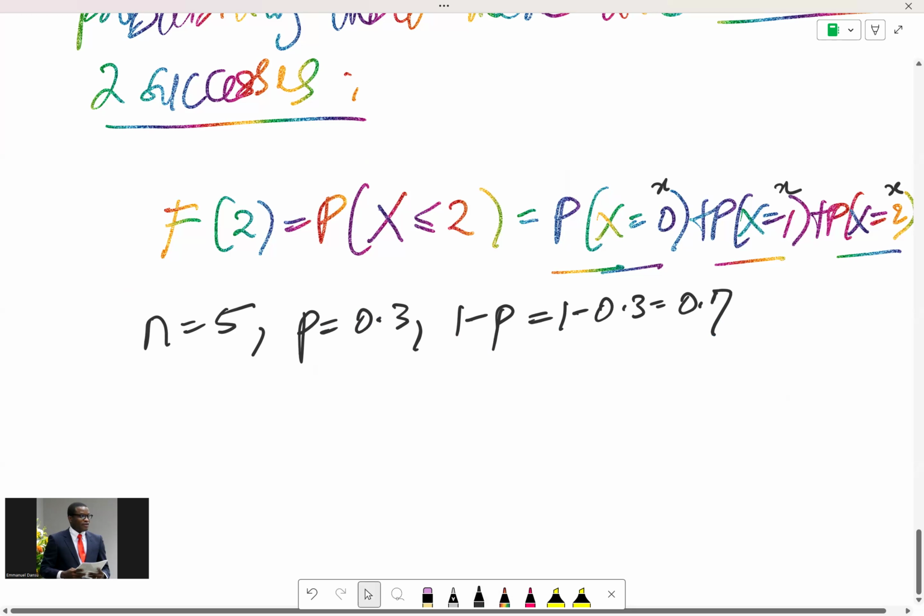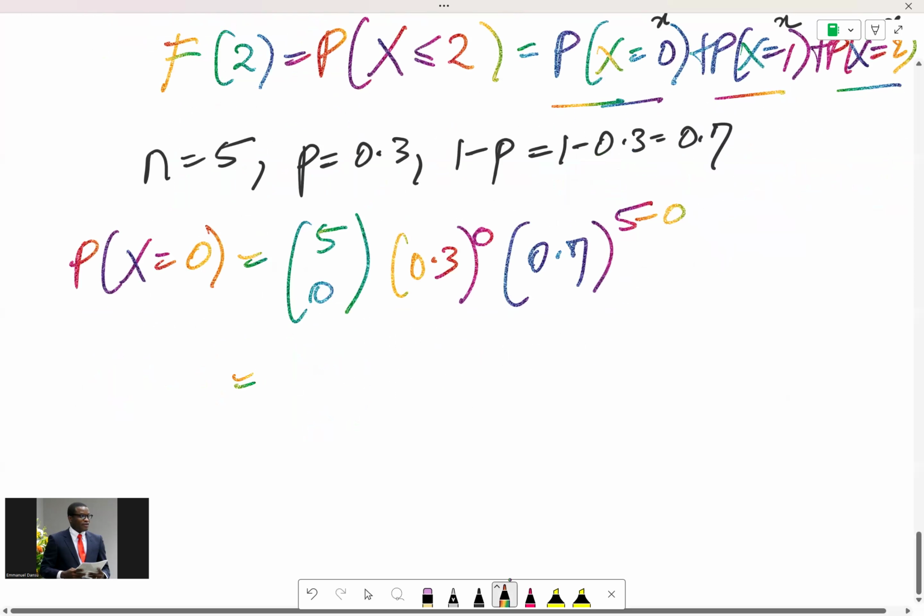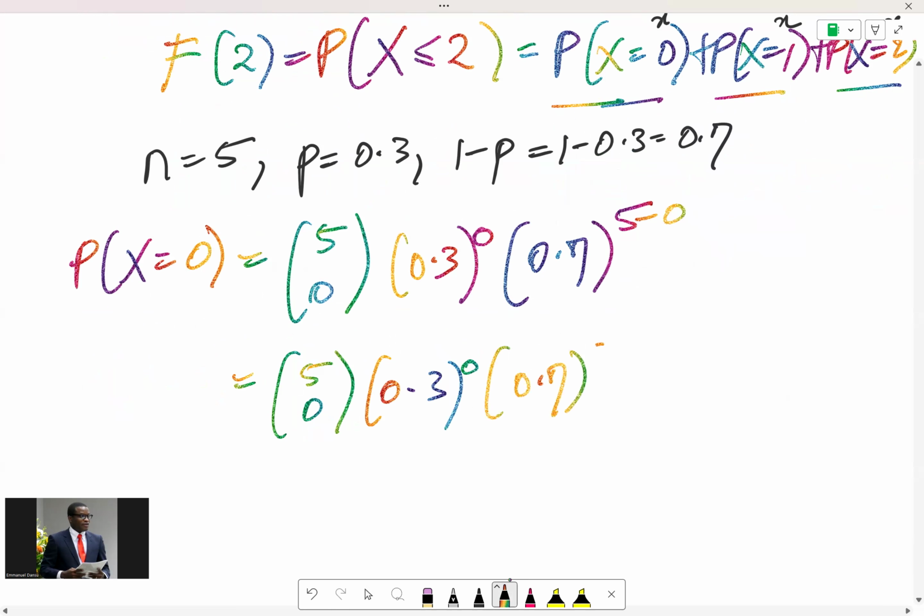So that's just to list out those points. The probability that X is equal to 0 is actually 5 combination 0, 0.3 raised to power 0, then 0.7 raised to power 5 minus 0. So that means you have 5 combination 0, 0.3. We can begin to break things down, right? Let me just do 0.3 raised to power 0, then 0.7 raised to power 5.